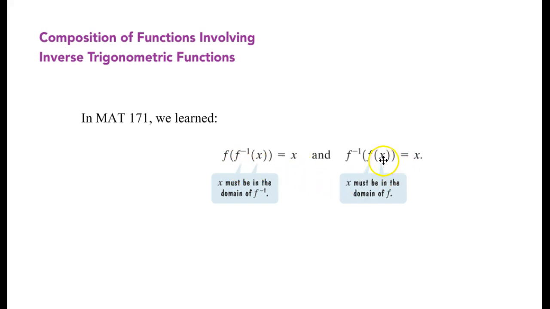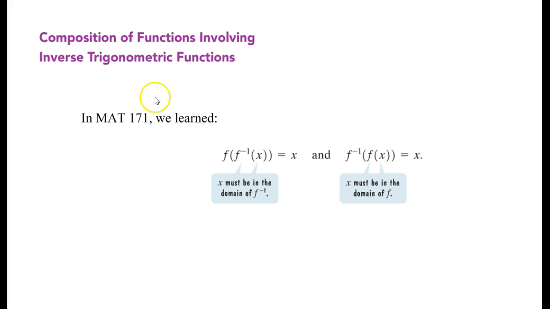Same thing here, we put the input into the original function, get an output, and then put that output into the inverse function. And again, inverse functions undo what the original function did to the input, so we get back to the original input. So that's what happens with inverse functions typically.